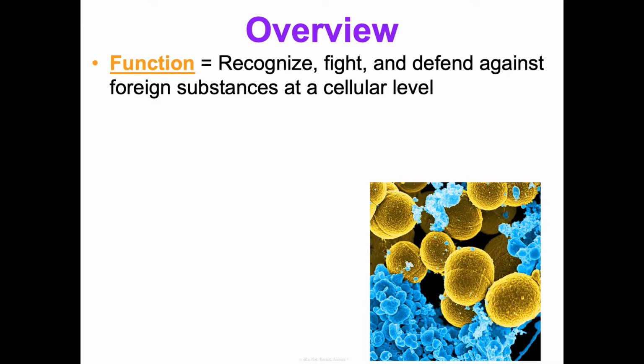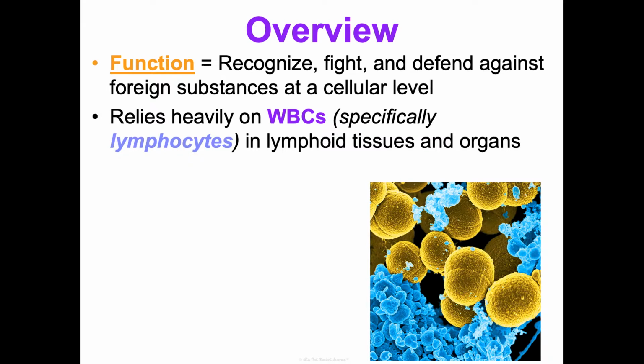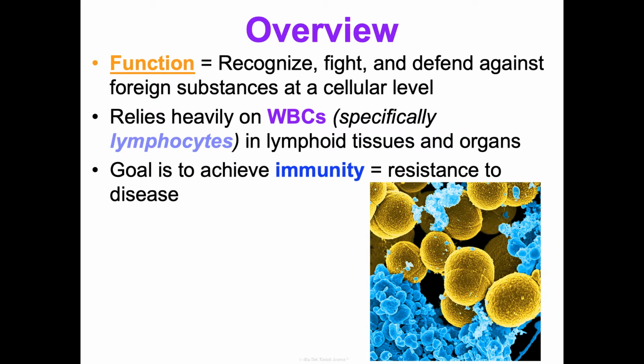Okay, so let's start with a little overview. The function of your immune system is to recognize, fight, and defend against foreign substances, all the way down to a cellular level. It relies heavily on white blood cells, that's what WBCs mean, specifically lymphocytes, like the B cells and T cells that are in your lymphoid tissues and organs that we talked about in Concept 2. The goal eventually is to achieve immunity, which is just a way of saying resistance to disease.